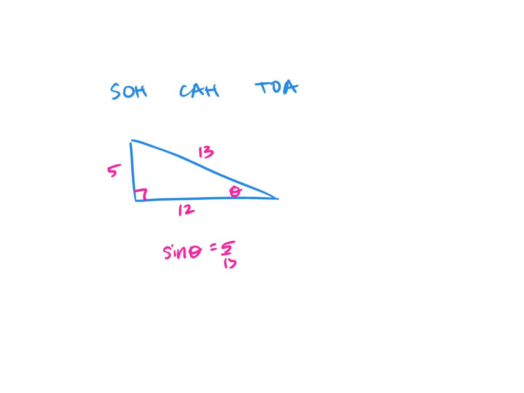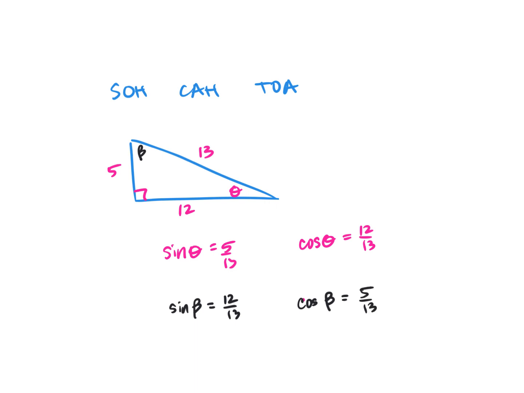What if my angle was up here and I'm going to make it a beta? What would the sine of beta be? 12 over 13. Opposite over hypotenuse would be a 12 over 13. You okay with that? What if I asked for the cosine of theta? What would the cosine, the adjacent over hypotenuse, be of theta? Adjacent over hypotenuse is 12 over 13. And what about the cosine of beta? 5 over 13. Adjacent over hypotenuse would be 5 over 13.